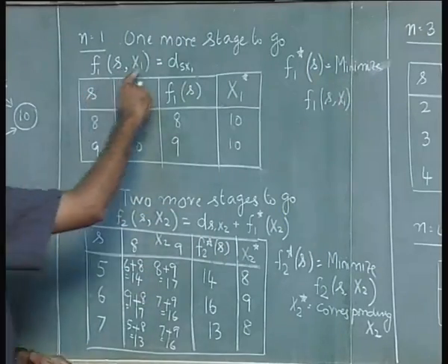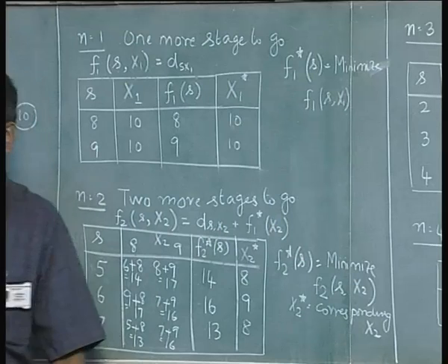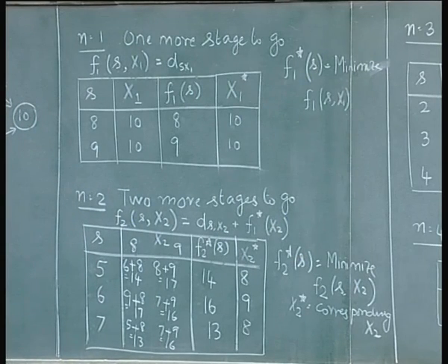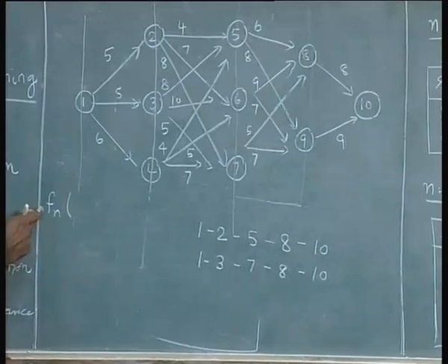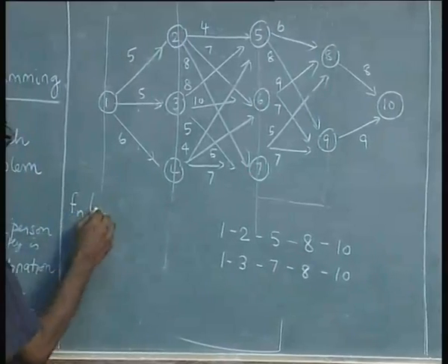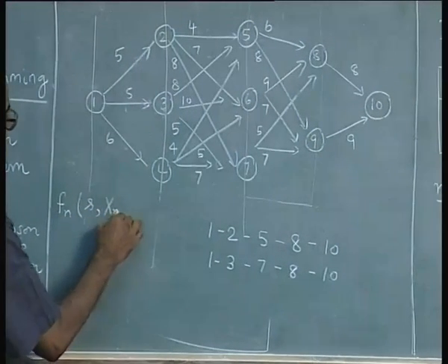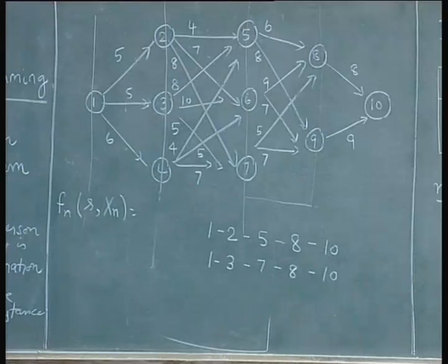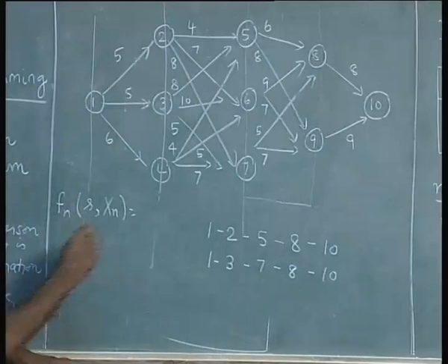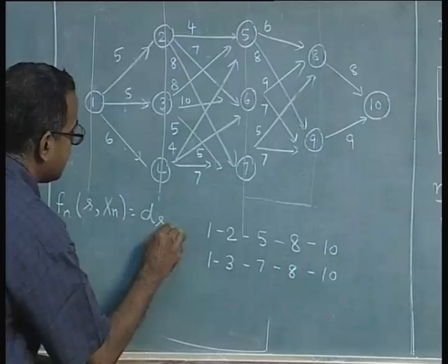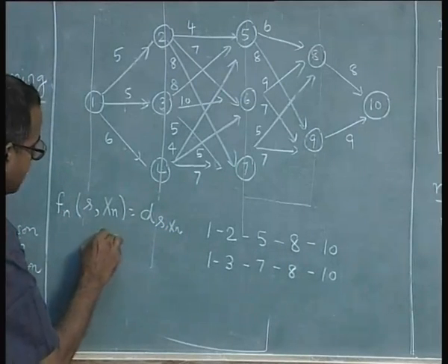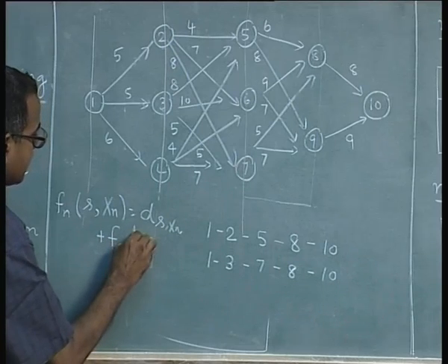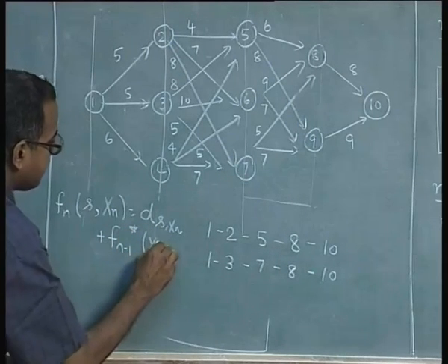Now you could define a recursive relationship for every table as we have done, or you could write a general recursive relationship for this problem, which would be like this, consistent with our terminology. It will be like this: fn, f is the function, n more stages to go, I am at state s and decide to go to xn. xn is a decision variable, s is a state variable. Then I travel a distance of d s xn from s to xn, and then I go to the previous table f n minus 1 star, which is the best value of xn.